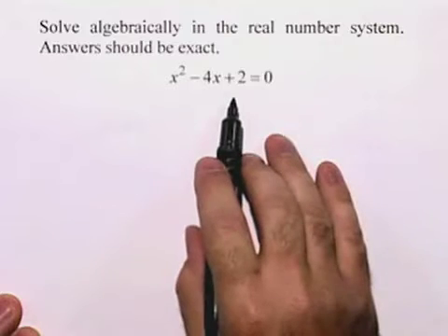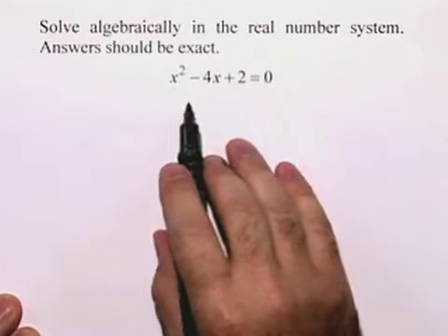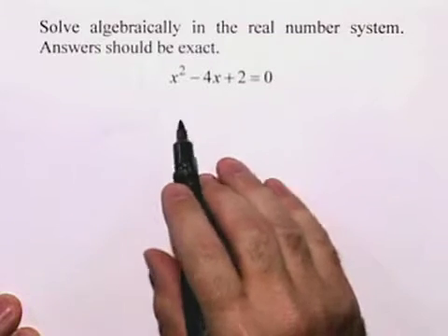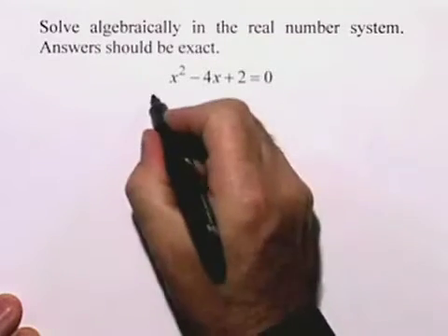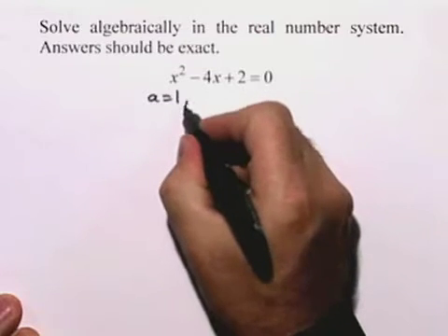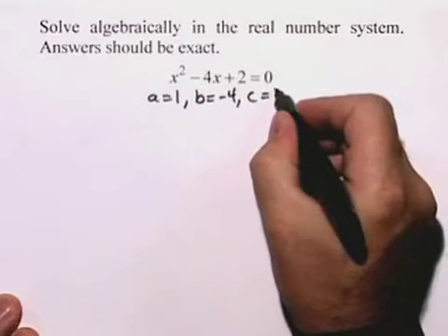When we have a quadratic equation, our first approach normally is to try factoring. In this case, factoring isn't going to help us. So we're going to revert to the quadratic formula. We're going to identify our coefficients first. a equals 1, b equals -4, and c is equal to 2.